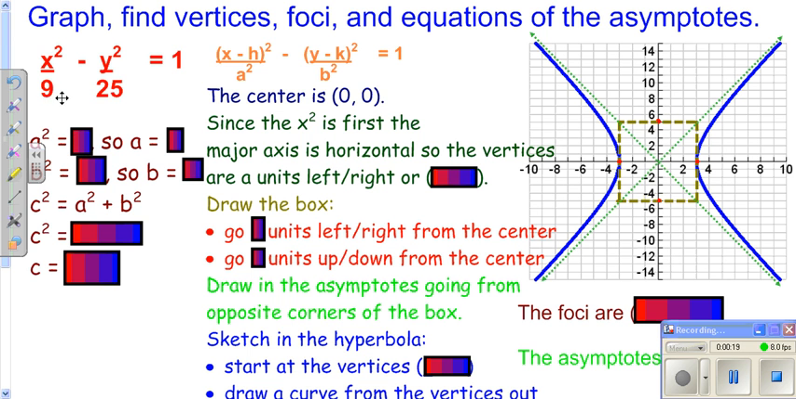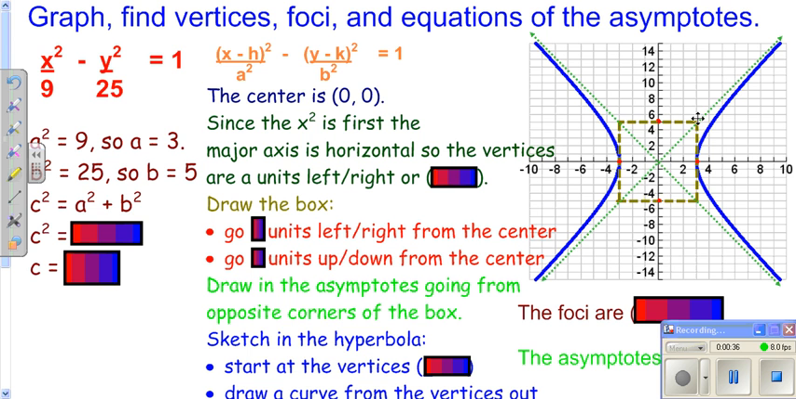So your a is what's underneath your x's. So a is 3, so you've got to go 3 units to the right, 3 units to the left. Your b squared is what's underneath the y's. So you get b to be 5. So you go 5 units up, 5 units down.